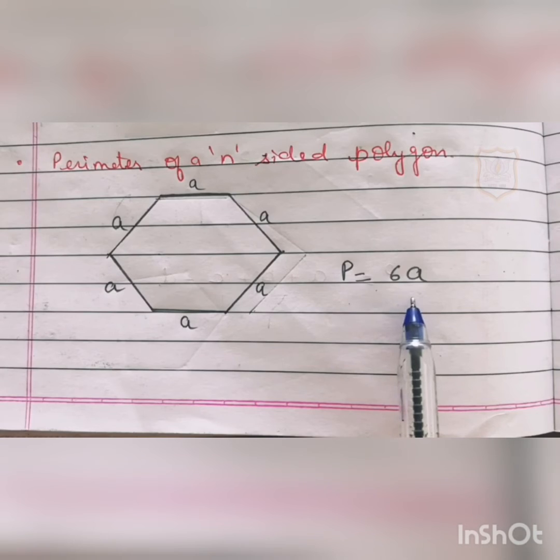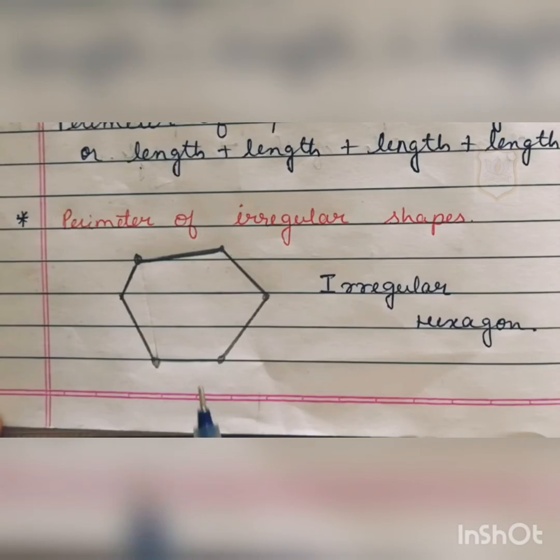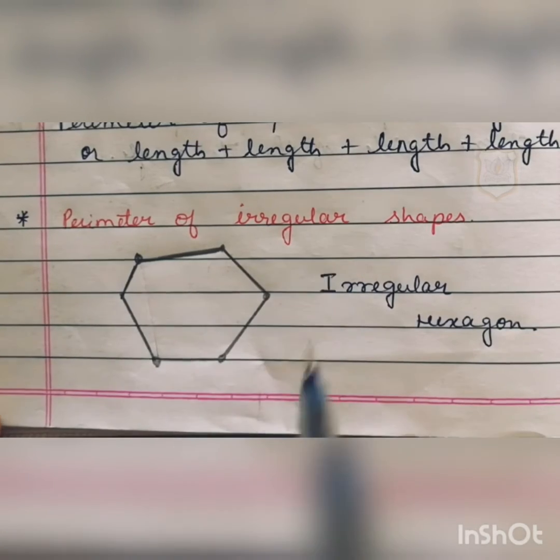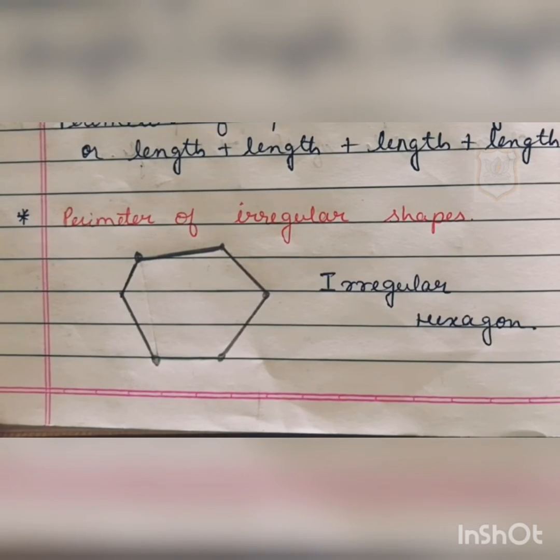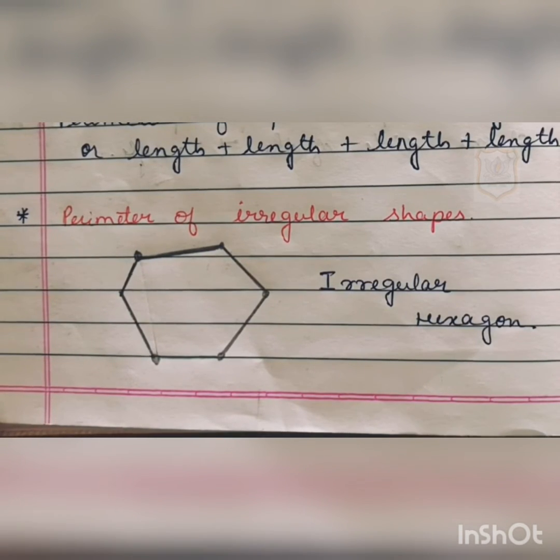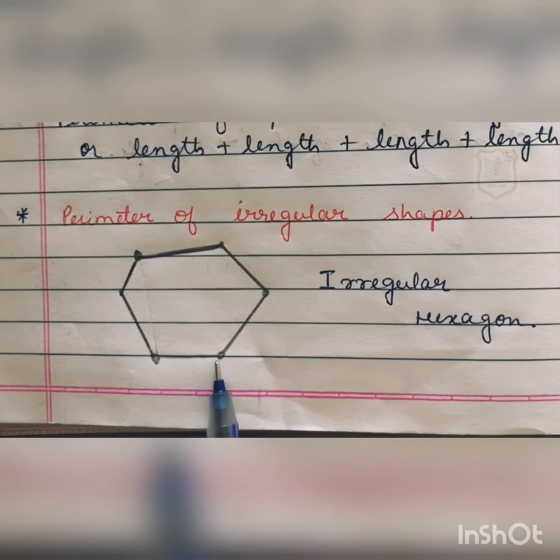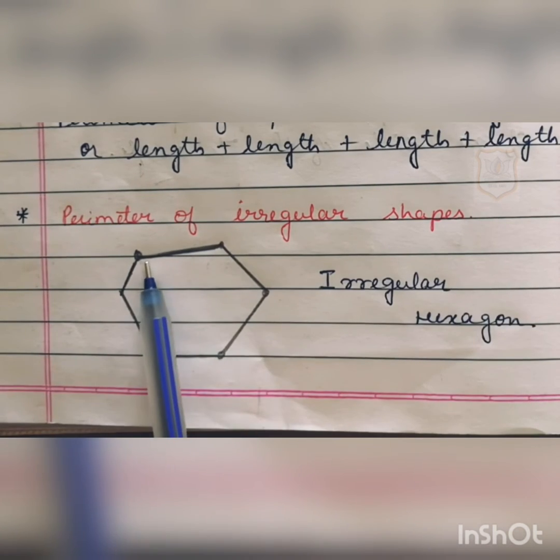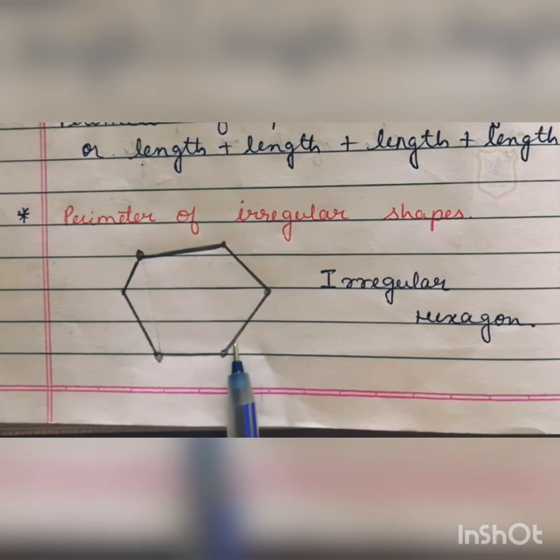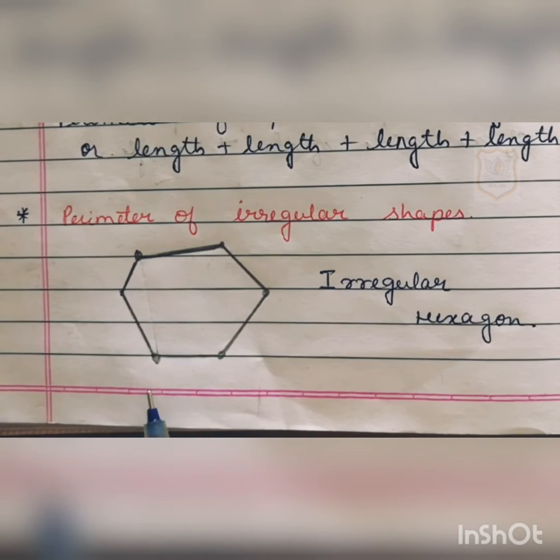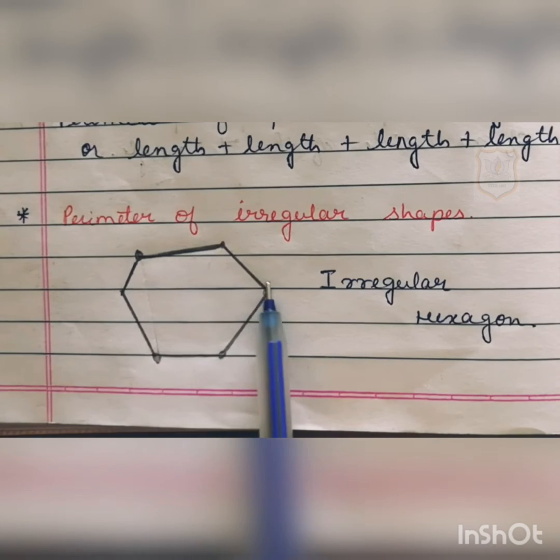6 multiplied by A. Now the perimeter of an irregular shape. This is also a hexagon having 6 sides, but you can see that all the sides are different. In such a case you have to write that it is the sum of all sides. So you can see different sizes. Whatever the size, you will add all the sides together. That becomes the perimeter of this irregular shape.